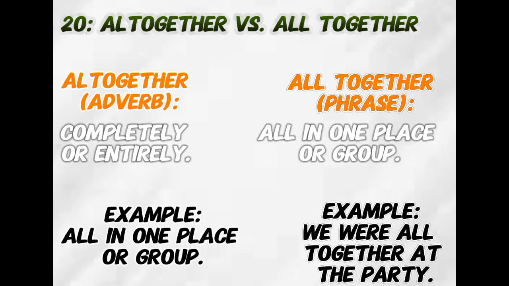Alright, let's look at altogether and all together. Altogether is an adverb meaning completely or entirely, like it was altogether too much. All together is a phrase meaning all in one place or group, like we were all together at the party. So, altogether means completely, and all together means everyone in one place. Got it? Awesome.